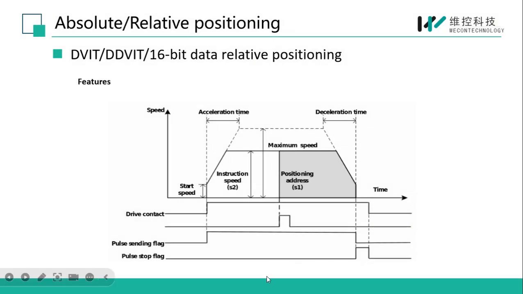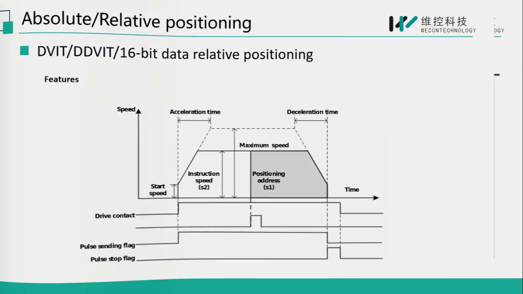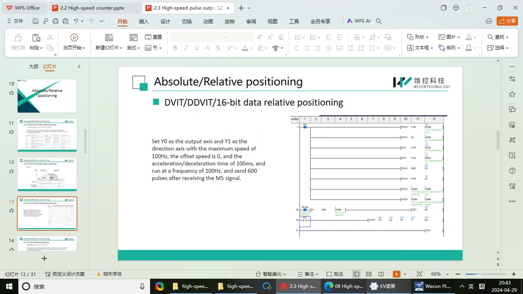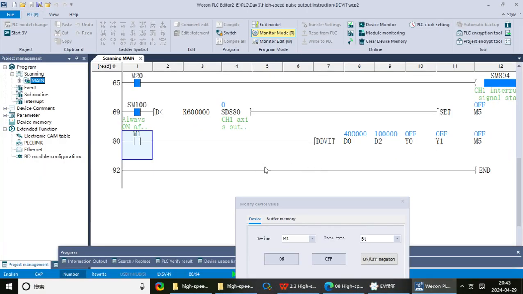We can see it in these features. So at first, when the instruction is running, it will output passes. So when the interrupt signal is received, it continues sending output passes. But when the number reaches our set value, it will stop. We can see it in this program.